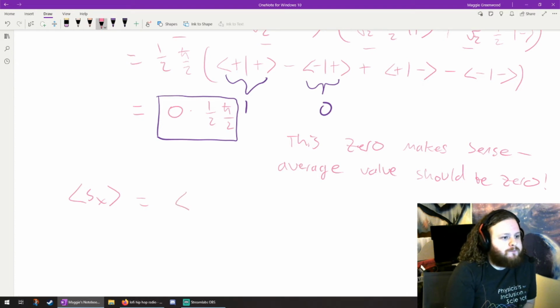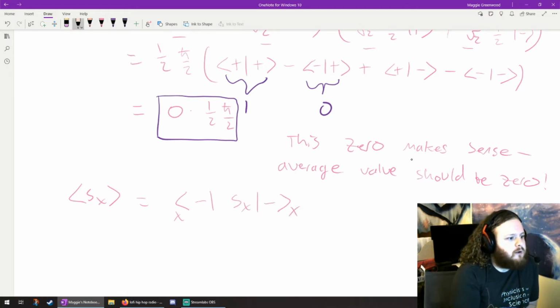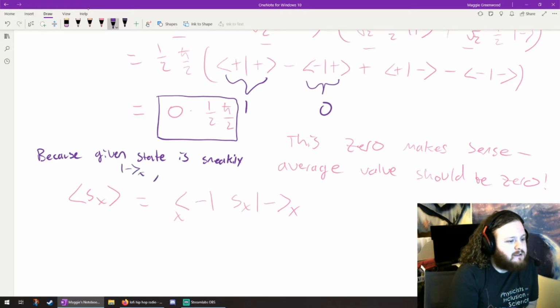So what I'm going to do is realize that my state is actually plus x or minus x with Sx on minus x. And I'm going to put a little asterisk here. Hard to see. Hi there, Peach. Because the given state is sneakily minus x, this follows.